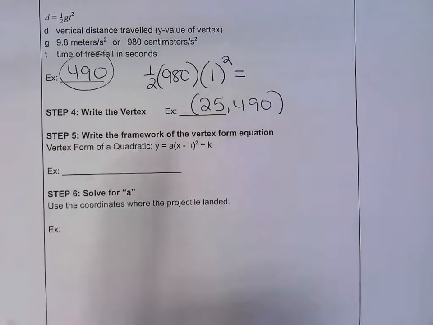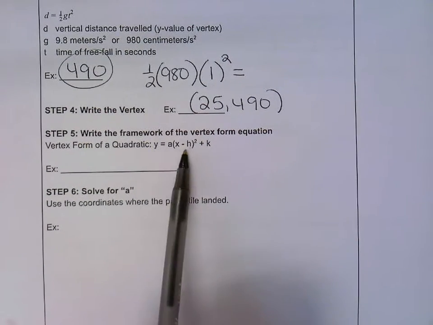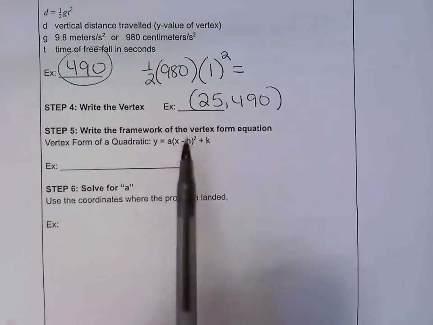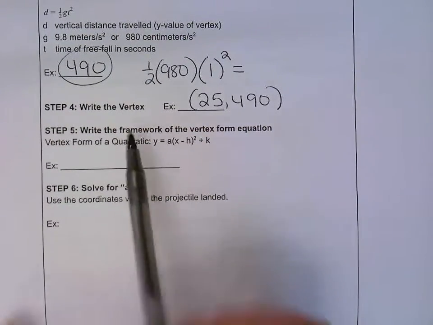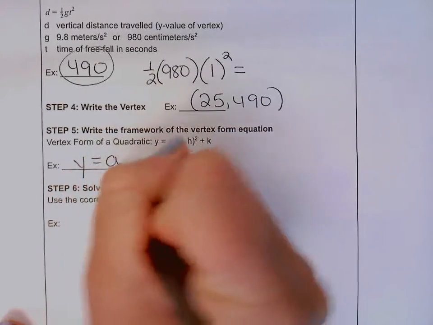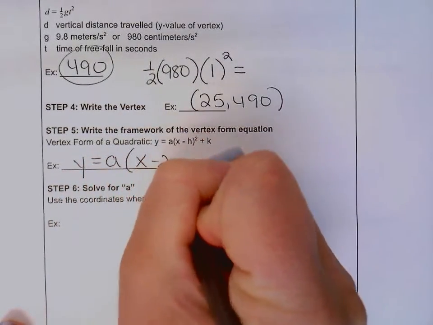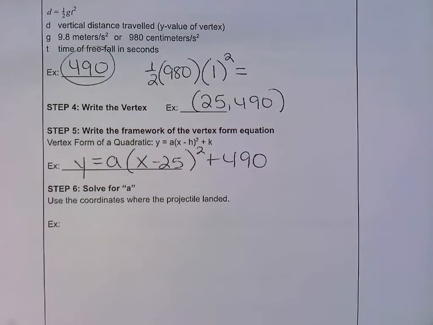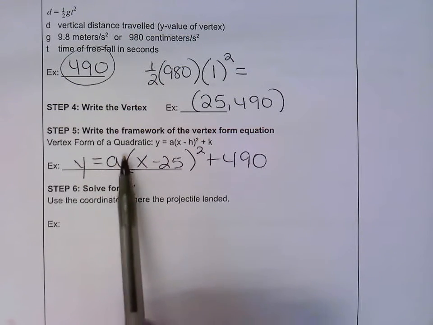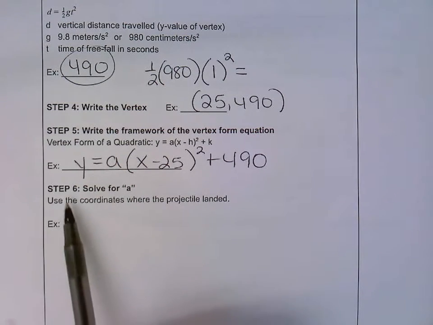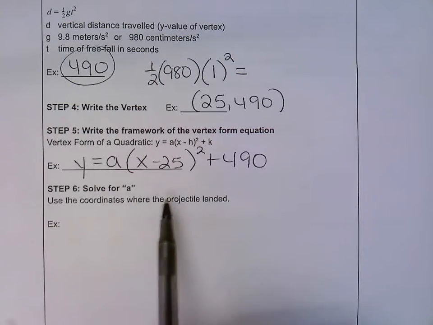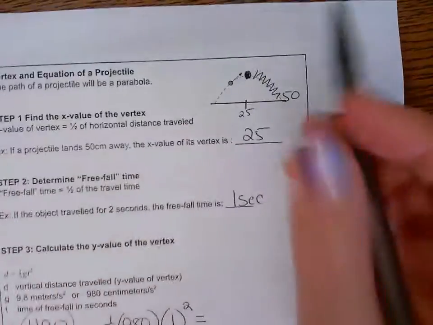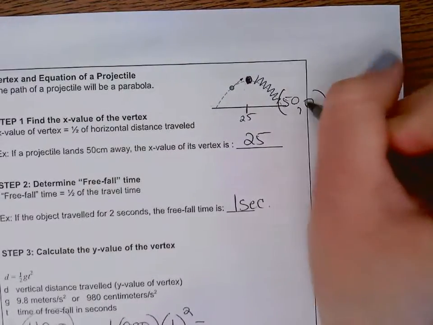Once you have your vertex, you are going to use the vertex form equation for a quadratic. For our example, the framework is going to be y equals a times, it's going right 25, it's going up 490. Do you see a piece that you still need to solve for? You need a. You need the steepness of the graph. To solve for a, you're going to use the coordinates where the projectile landed. We landed up here at the point 50, 0.